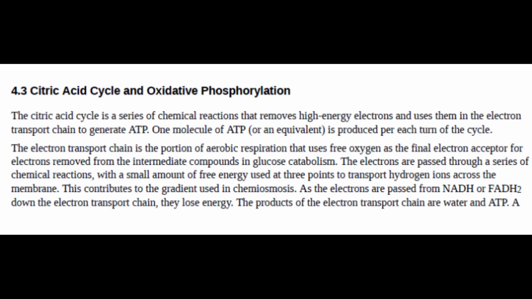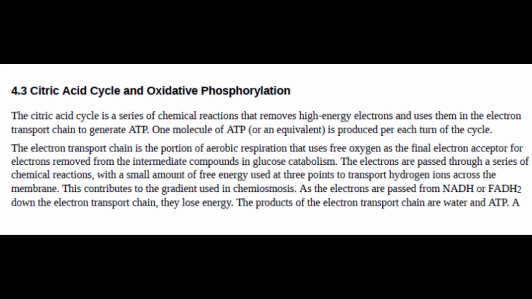Section 4.3, Citric acid cycle and oxidative phosphorylation. The citric acid cycle is a series of chemical reactions that removes high-energy electrons and uses them in the electron transport chain to generate ATP. 1 molecule of ATP, or an equivalent, is produced per each turn of the cycle. The electron transport chain is the portion of aerobic respiration that uses free oxygen as the final electron acceptor for the electrons removed from the intermediate compounds in glucose catabolism.